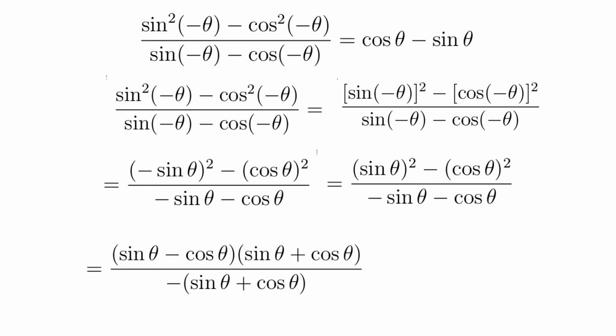We can factor the numerator, which is the difference of two squares, into the terms sine of theta minus cosine of theta times sine of theta plus cosine of theta. We can factor a minus 1 out of the denominator too. When we do this, we can see that sine of theta plus cosine of theta is a common factor between the numerator and the denominator, so we can cancel it out. That leaves us with sine of theta minus cosine theta, all divided by 1. And that's equal to cosine of theta minus sine of theta, so we've shown that the equation is an identity.